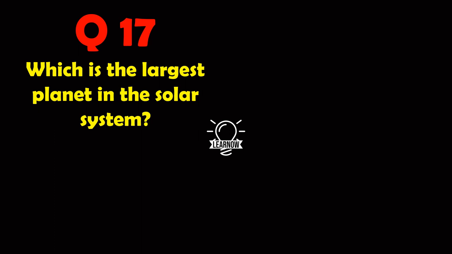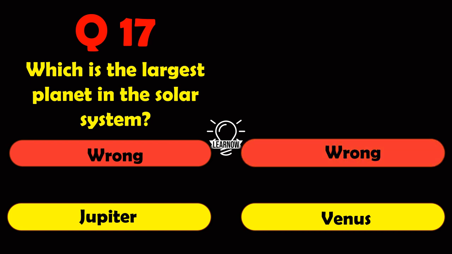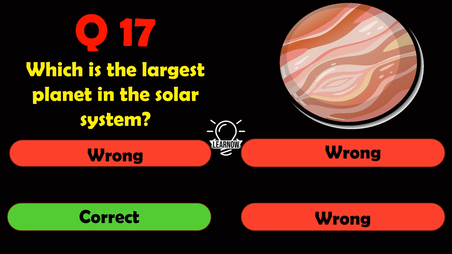We'll go to the next question, question number 17. Which is the largest planet in the solar system? Here are the options: Earth, Mercury, Jupiter or Venus. Let's find out the correct answer. Is it Earth? Our very own Earth is not the largest planet of the solar system. Mercury is also wrong. Is it Venus then? Venus is wrong, so that means Jupiter is the largest planet of the solar system.